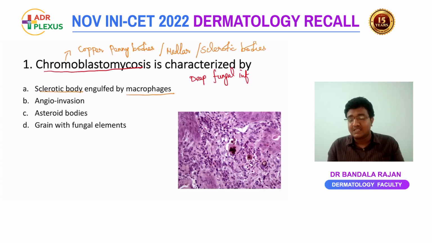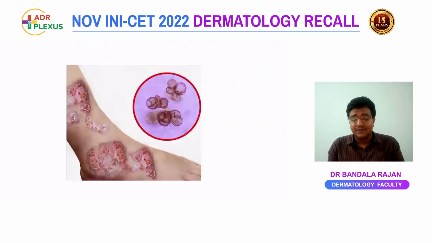In this image we can make out there are round to oval shaped copper colored bodies within the macrophages. Other options are angioinvasion, asteroid bodies, grain with fungal elements. Actually, this is the case of Chromoblastomycosis. Here we can see verrucous plaques with the histology. We will make out these copper penny bodies or sclerotic bodies. Let us see about the other options.